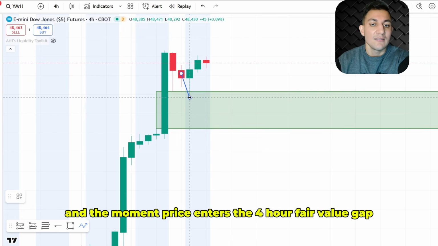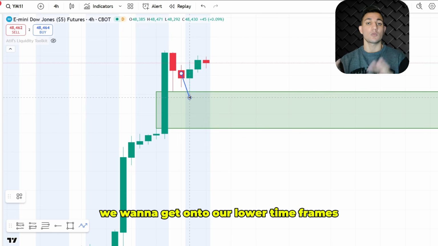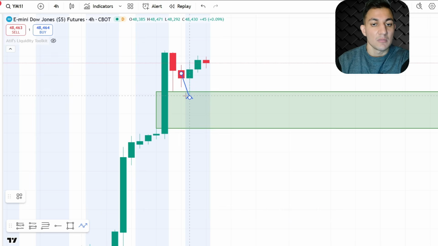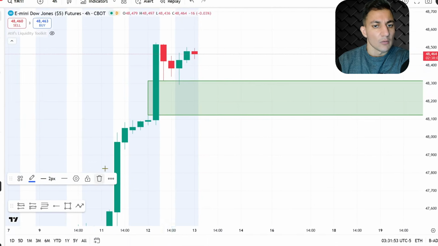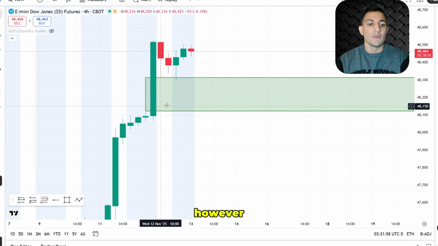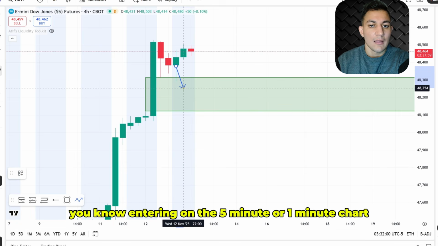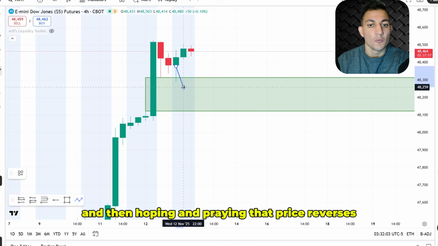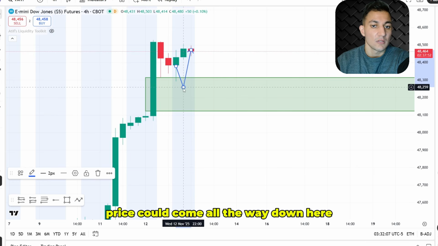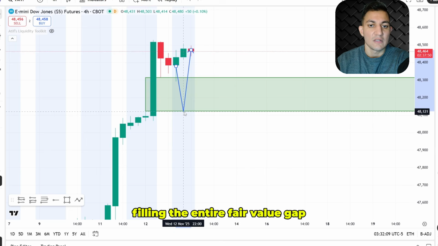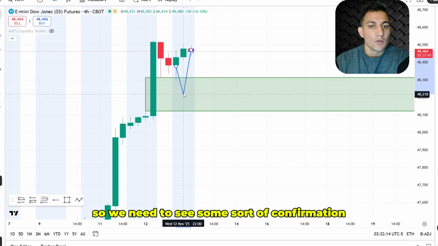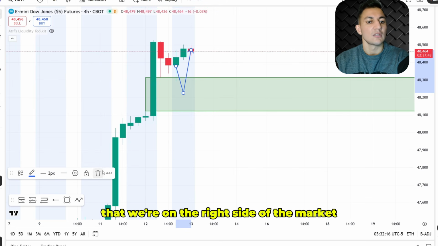And the moment price enters the 4-hour fair value gap, we want to get onto our lower time frames and start looking for confirmation that we're on the right side of the market. This fair value gap is a bullish fair value gap. However, if you just randomly start entering on the 5-minute or 1-minute chart and then hope and pray that price reverses, that's not good enough, because where are you going to put your stop? Price could come all the way down here, fill in the entire fair value gap, and if you entered up here, you're going to be in for a bad day. You're going to get your stop hit. So we need to see some sort of confirmation that we're on the right side of the market.